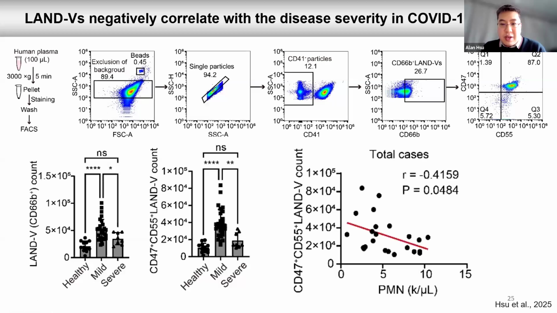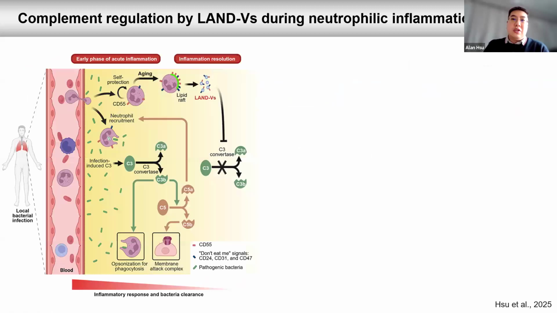We don't know yet. Interestingly, though, the number of LAND-Vs actually negatively correlated with the number of neutrophils in circulation. So it wasn't just more neutrophils, more LAND-Vs. It actually was opposite, suggesting that it was a better resolution. So finally, just to conclude today's presentation, during pneumonia, neutrophils are recruited to the infection site where there's a lot of bacteria. They serve their function.